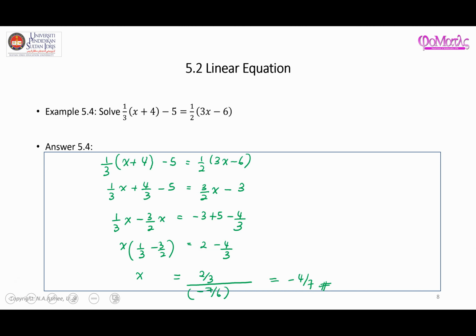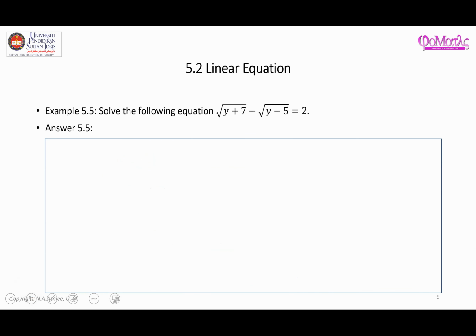Okay. Next, solve the following equation. We have the square root of (y + 7) minus the square root of (y - 5), equal to 2. I can rewrite the expression so the square root of (y + 7) is equal to 2 + the square root of (y - 5). In order to get rid of the square root, we square the whole expression, so the right-hand side must also be squared. Then I can get rid of the square root.